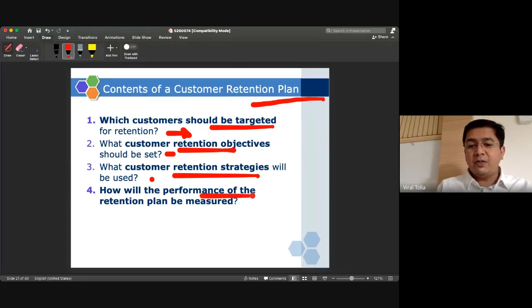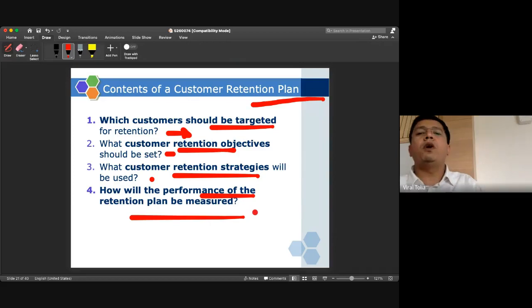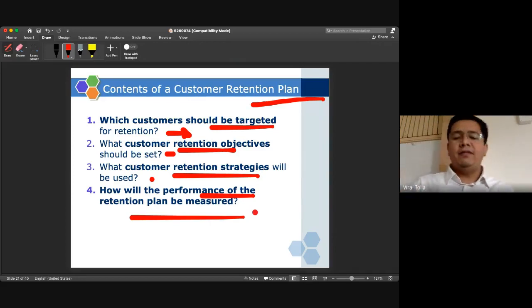And finally, how the performance of the retention plan is measured is very important. Let's say you tell your boss, sir, we think that our 500 customers are going to walk out, and I have a plan for this. But at the end of the day, how will you measure that you have used this plan and these people have stayed back in the company? This is a logical question that you need to answer.